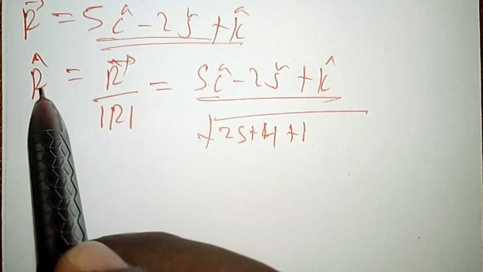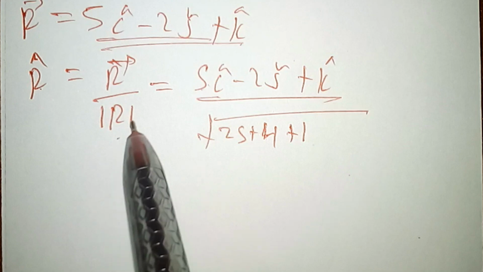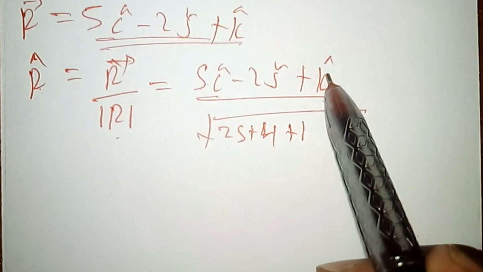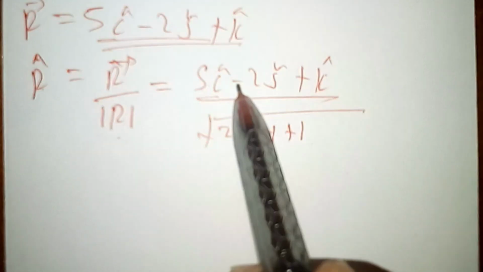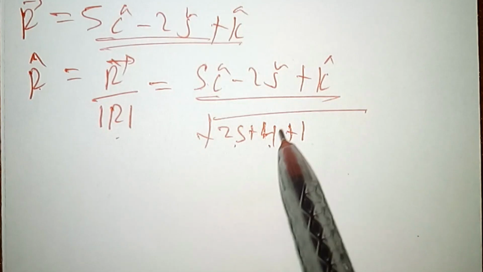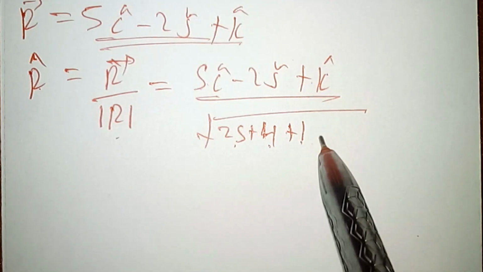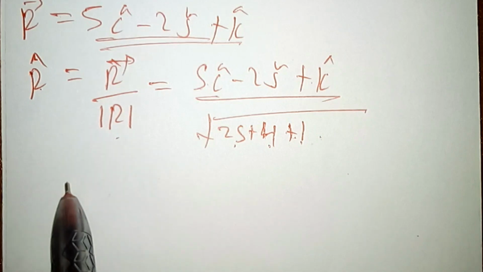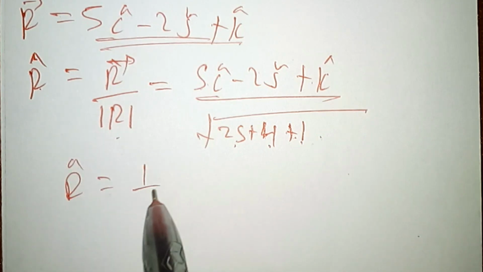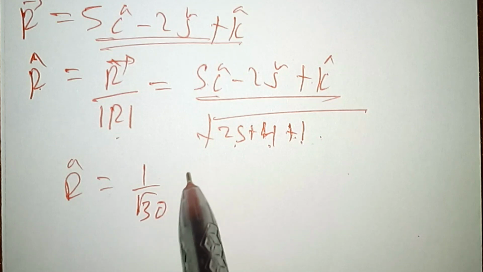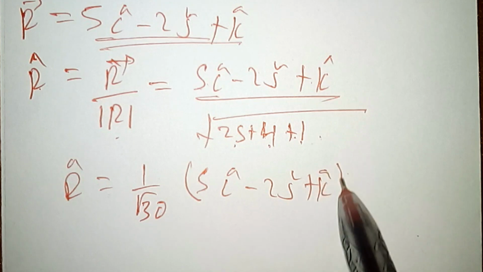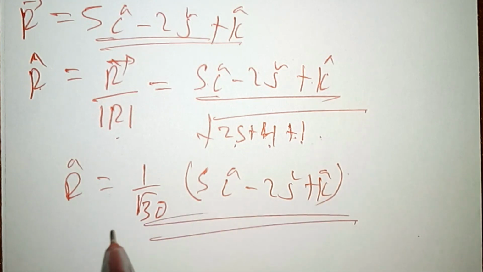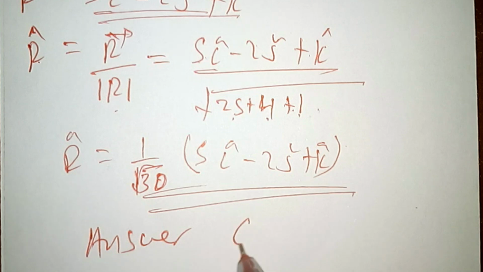So unit vector r is vector r divided by the magnitude of vector r. The magnitude of vector r is 5 squared, 25, plus minus 2 squared, which is 4, plus 1 squared, which is 1. So this gives us the radical of 30. So unit vector r is 1 over radical 30 into 5i minus 2j plus k. So this is the final answer, which is C. Alternative C is the correct answer.